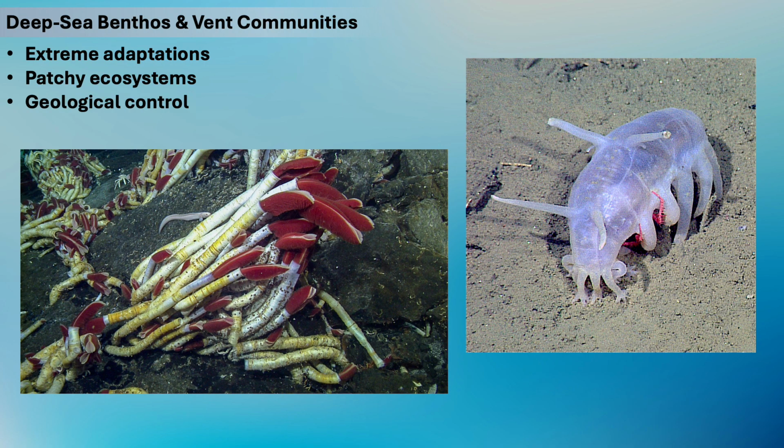Vent communities are densely populated and highly productive because they are supported by chemosynthetic microbes rather than sinking organic material. Many vent organisms, such as tube worms and clams, host chemosynthetic bacteria within their tissues through symbiotic relationships, allowing them to tap directly into chemical energy supplied by vent fluids.